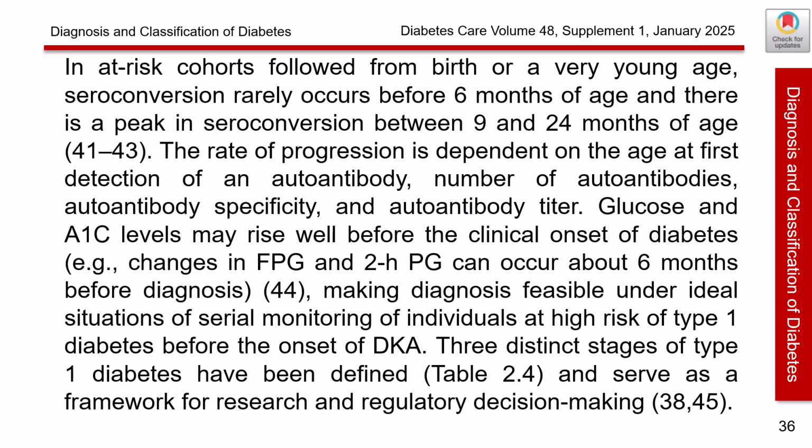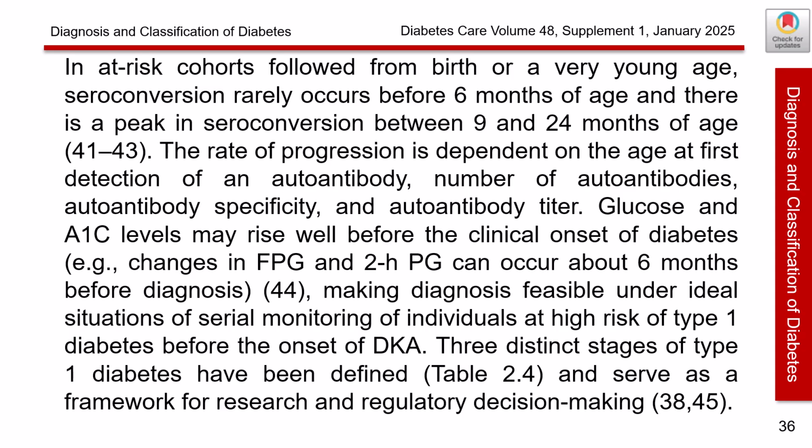In at-risk cohorts followed from birth or a very young age, seroconversion rarely occurs before 6 months of age, and there is a peak in seroconversion between 9 and 24 months of age. The rate of progression is dependent on the age at first detection of an autoantibody, number of autoantibodies, autoantibody specificity, and autoantibody titer. Glucose and glycated hemoglobin levels may rise well before the clinical onset of diabetes.